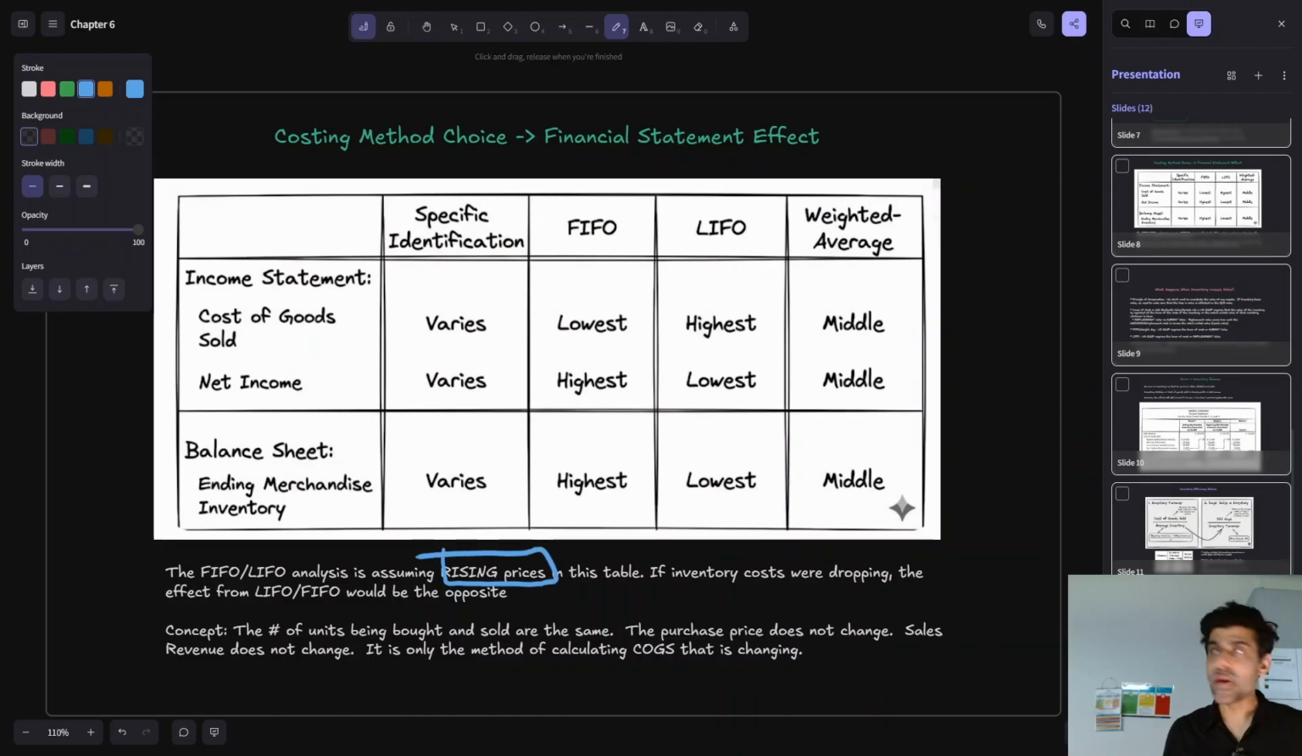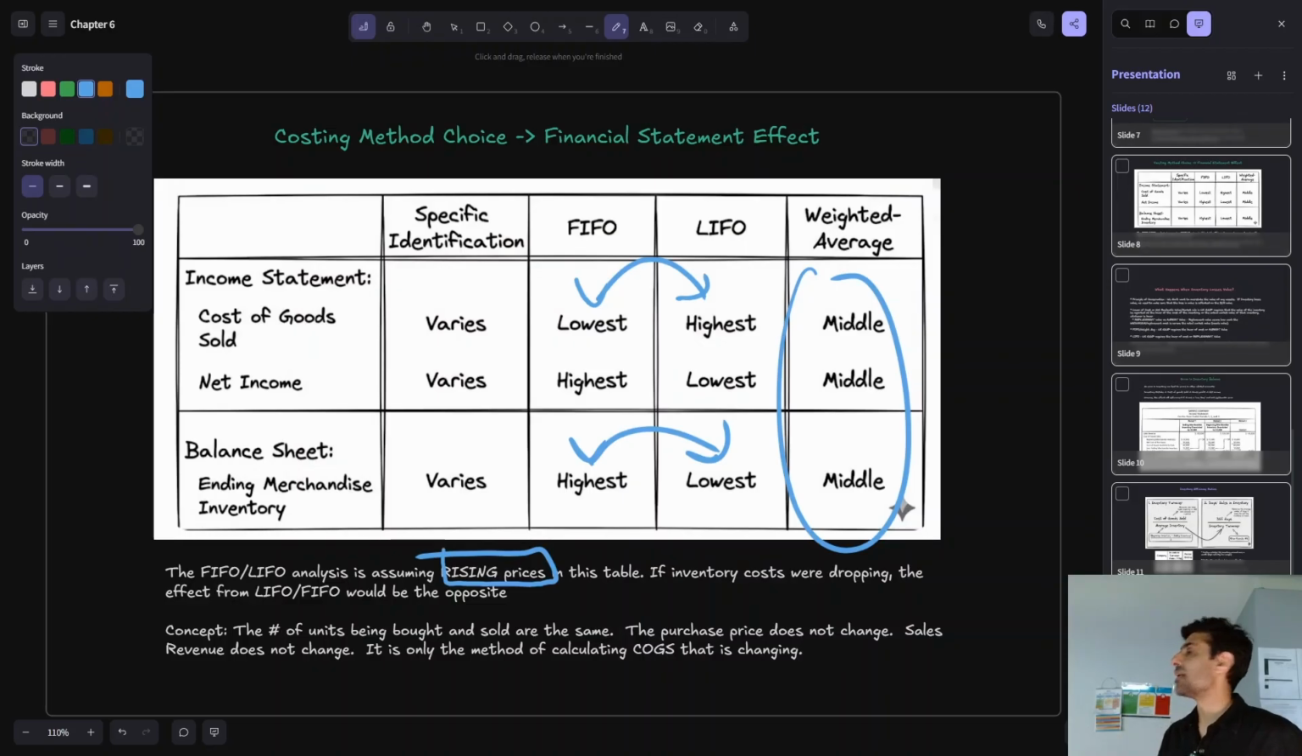Okay, if you had, what's the opposite of inflation? Deflation. Has that ever happened where prices go down a lot? Yeah, it definitely has happened. Okay, so in that case, this would all be reversed. Okay, weighted average would stay in the middle, but these two would flip because again, your oldest inventory would be the highest value, right? You'd pay $2.20 first, and then it goes down to $2, and then $1.80 as time goes forward. So that's like a deflation. So that would cause the opposite effect as this table.